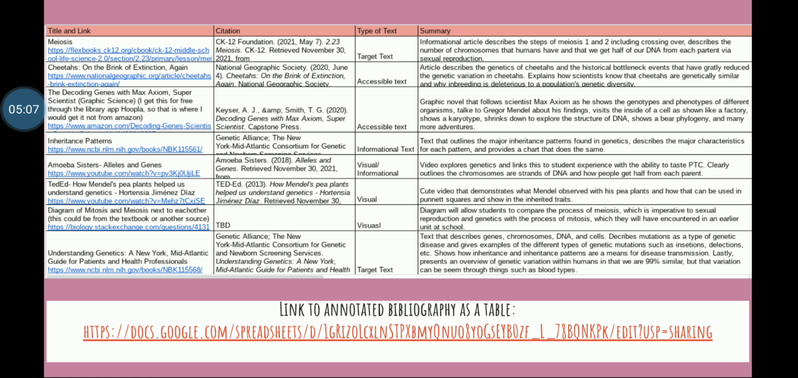On my next slide, we have an annotated bibliography done as a chart. If you click on the link below, when you see the actual presentation, then you can go to this as a Google Doc.